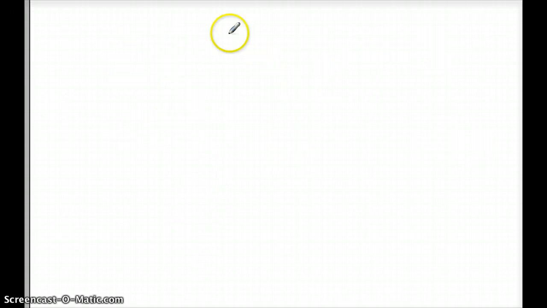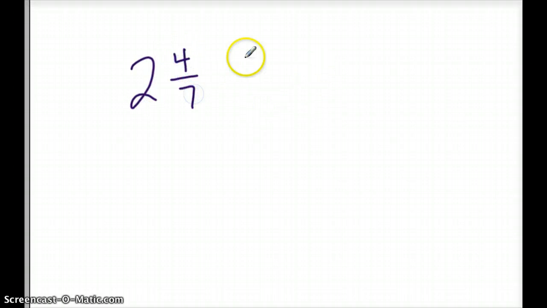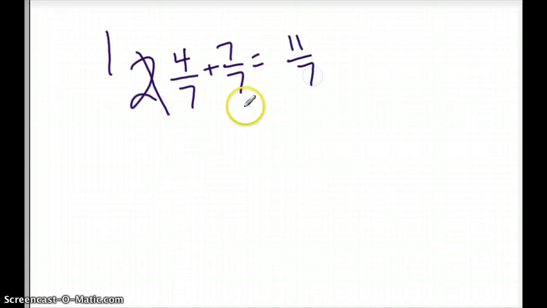Okay. Again, if I had the number 2 and 4/7 and I needed to borrow, this 2 would become a 1. I would add 7/7, and that would equal 11/7. So my new number would be 1 and 11/7.